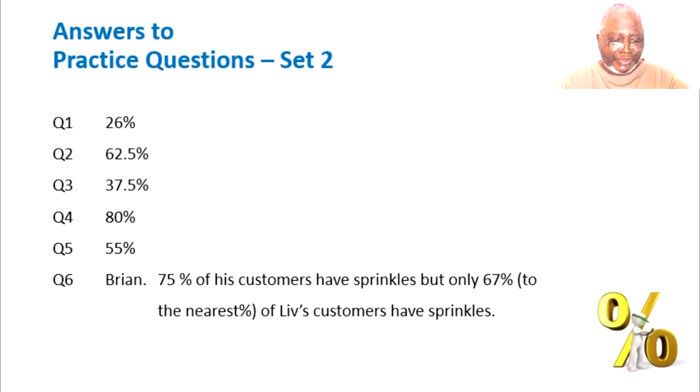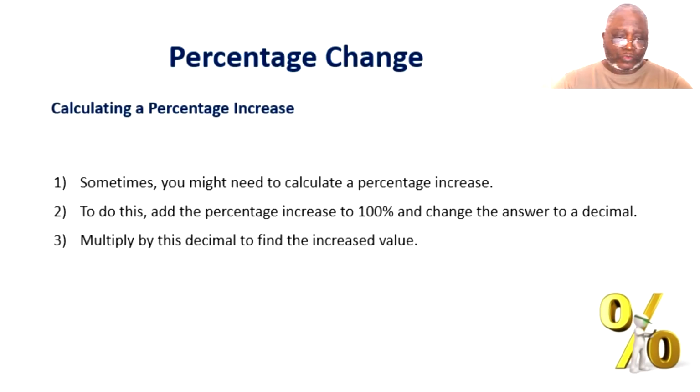And these are your answers. Question 1, 26%. Question 2, 62.5%. Question 3, 37.5%. Question 4, 80%. Question 5, 55%. Question 6, the answer is Brian. But remember, you're asked to justify your answer. So just writing Brian will give you 2 out of 3. You need to explain why.